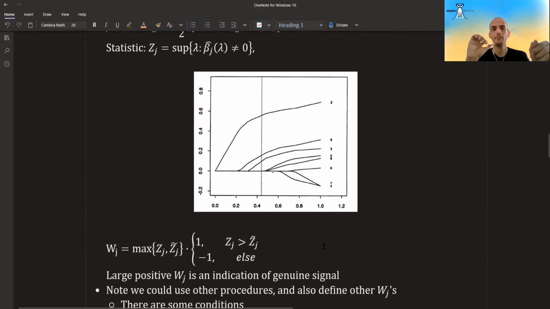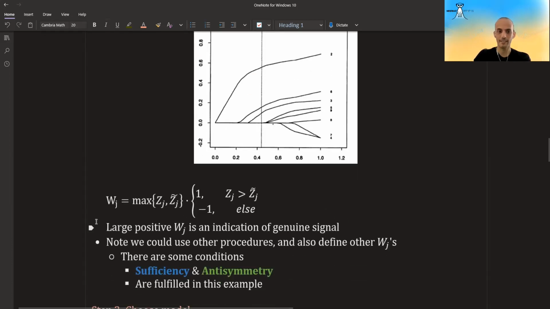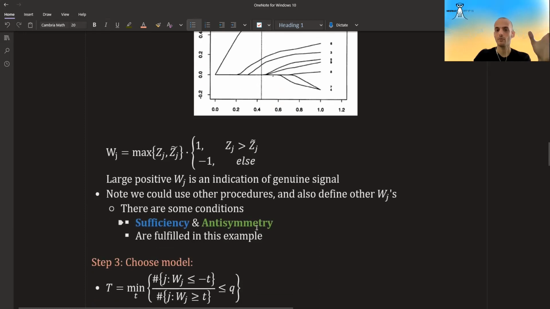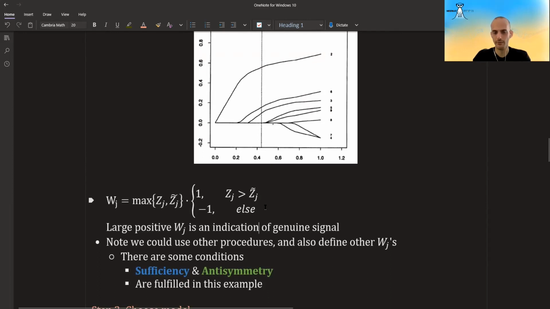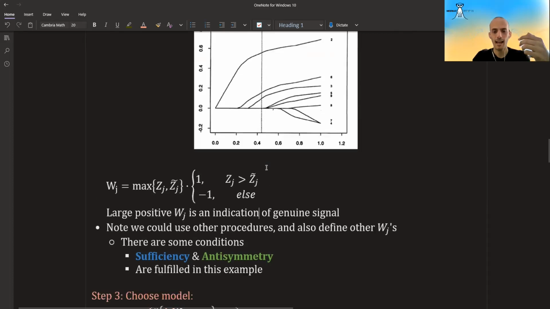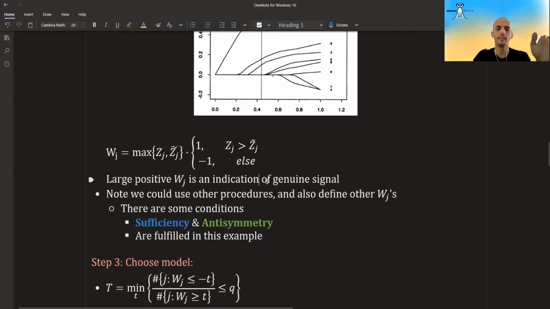They take the maximum between the original feature and the knockoff, and then they keep it if the original feature came before the knockoff, and they multiply it by -1, so they take the minus of that, if the knockoff came before the feature. And so a large positive Wj is an indication of a genuine signal. And note that there are actually different procedures that you can do. You don't have to take the Lasso, and you don't have to take this function over here. There are just two conditions that you need to have. One is sufficiency, and the other is anti-symmetry. But both of them are fulfilled in this example. If you are interested, just check the paper.